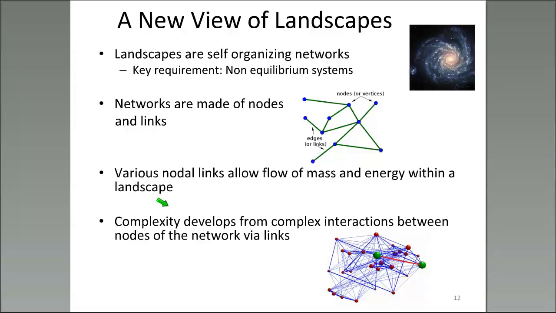So landscapes are self-organizing networks. The key requirement for those type of networks are the non-equilibrium systems. In other words, there's energy flowing through the system. In the case of landscapes, it's both in terms of water, as water flows through this landscape, and also the sun providing energy for photosynthesis. Networks are made up of nodes and links. Various nodal links allow flow of mass and energy within a landscape. Complexity develops from the complex interaction between nodes of the network via links.